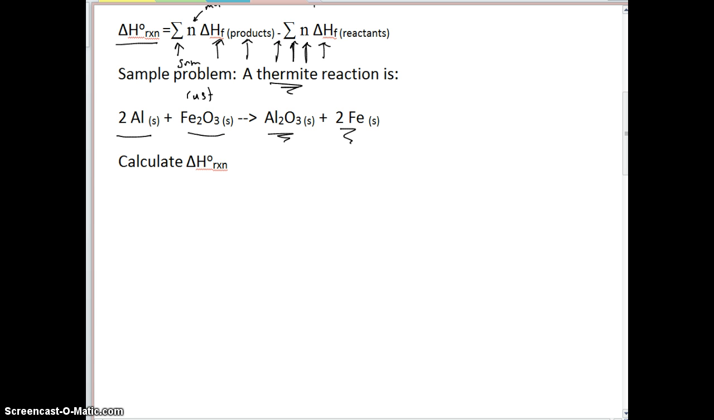And this iron will come out in a liquid form but then solidify really, really quickly. And we're going to be asked to calculate delta H of this reaction. So I'm going to be looking up some values in the back of the book.